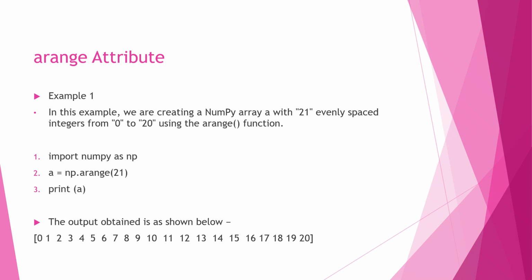We have the arange function. It is used to print evenly spaced numbers sequentially. We have printed numbers starting from 0 to 20. The number given is 21, so it starts with 0 and goes up to 20. The numbers are evenly spaced numbers.